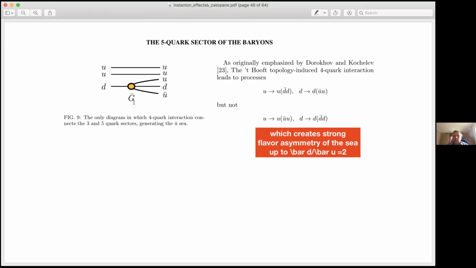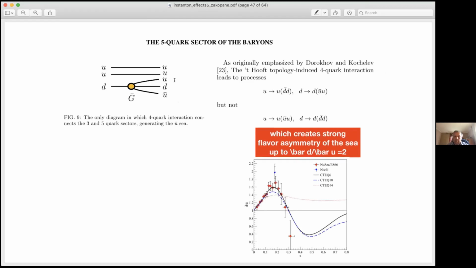So in this model, you automatically predict that the sea is asymmetric and there would be twice more D bar D than U bar U. And there would be this big flavor asymmetry. So what I tried to do is make it quantitative. As you see, I already showed you this. Experimentally at some X, it is really approaching nearly two. So that goes in the direction they suggested.